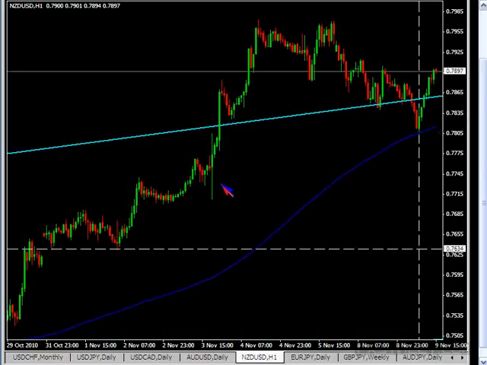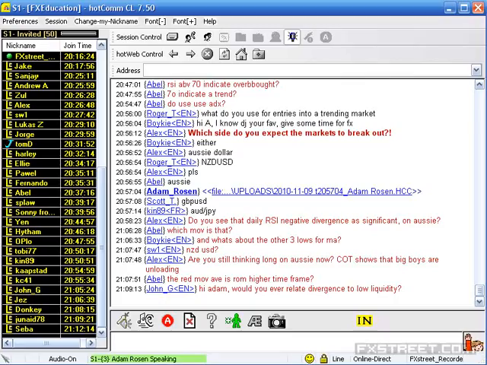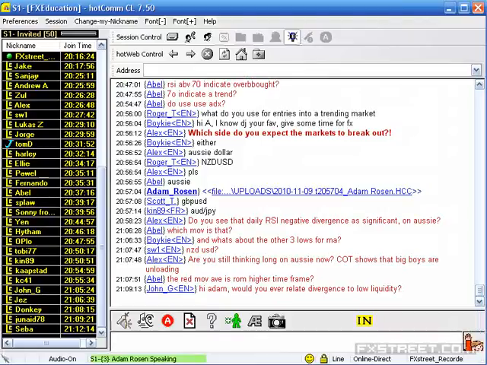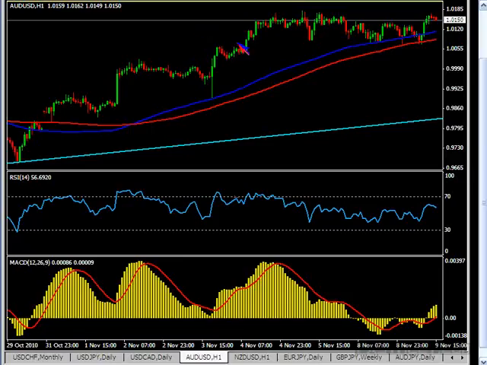Daily chart tells us a strong trend is in place. And what about the other 3 lows for the moving average? I assume you're referring to the Aussie dollar charts in terms of the 3 previous lows. If I understand your question correctly, again, what we're looking for in the moving average is only to identify the most recent low, and we can adjust this low.